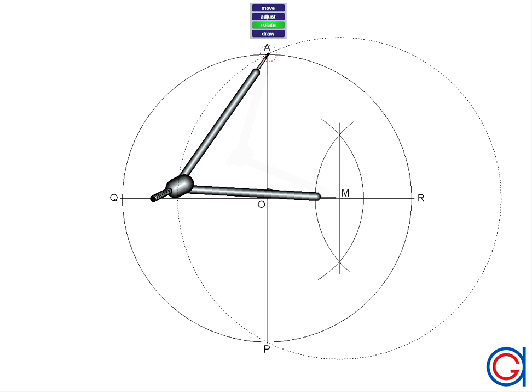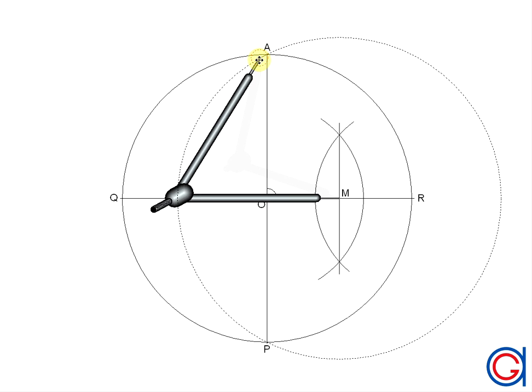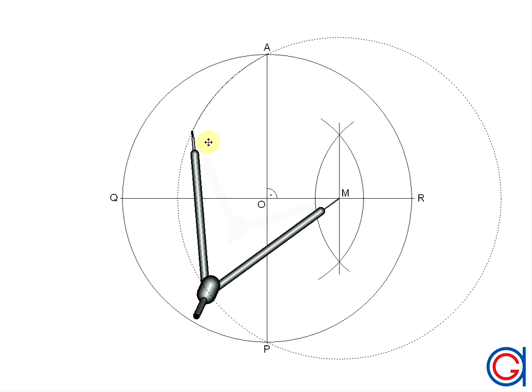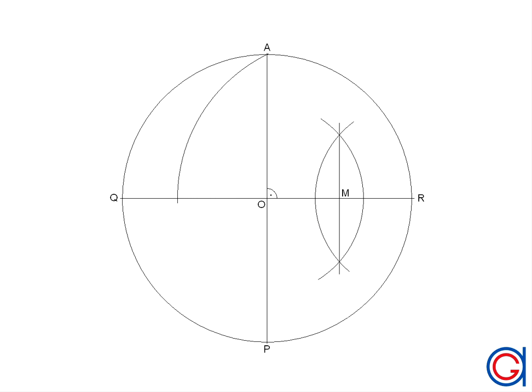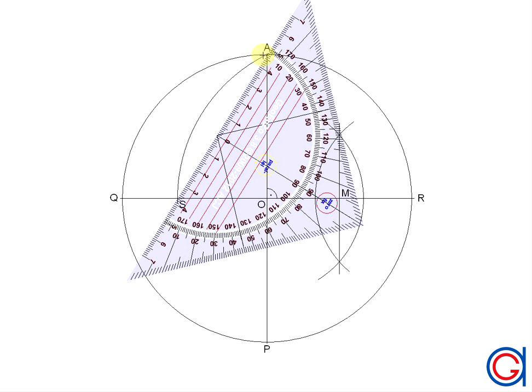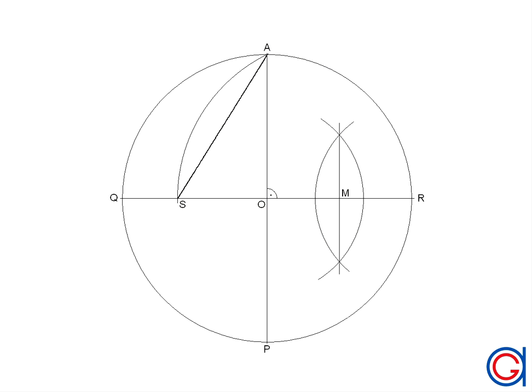So now, with our compass centered on M and radius MA, we scribe an arc to the left until it cuts our horizontal diameter QR. We will call this point S. So now we join point S to point A with a thicker line, and this line segment SA will be the length L of one side of our pentagon that we want to draw.